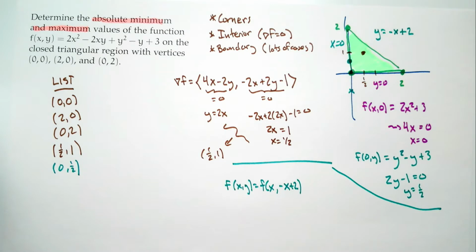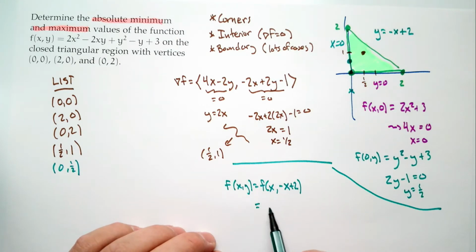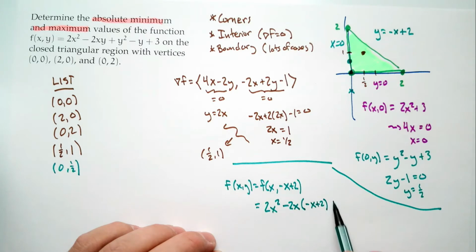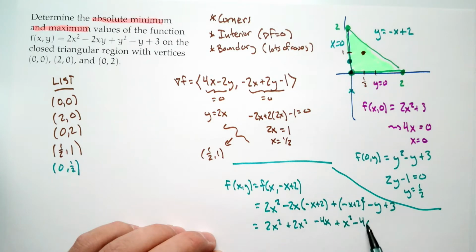One way that sometimes we think about doing this is thinking about parameterization. We're parameterizing our line. In this case, we're parameterizing it in terms of x. So here we go. Everywhere we see an x, there's an x, so that makes life easy. 2x squared minus 2x times y, which is negative x plus 2, plus y squared, negative x plus 2 squared, minus y plus 3. So this becomes 2x squared. Then if we distribute through, that'll be plus 2x squared minus 4x. Then over here, plus x squared minus 4x plus 4.